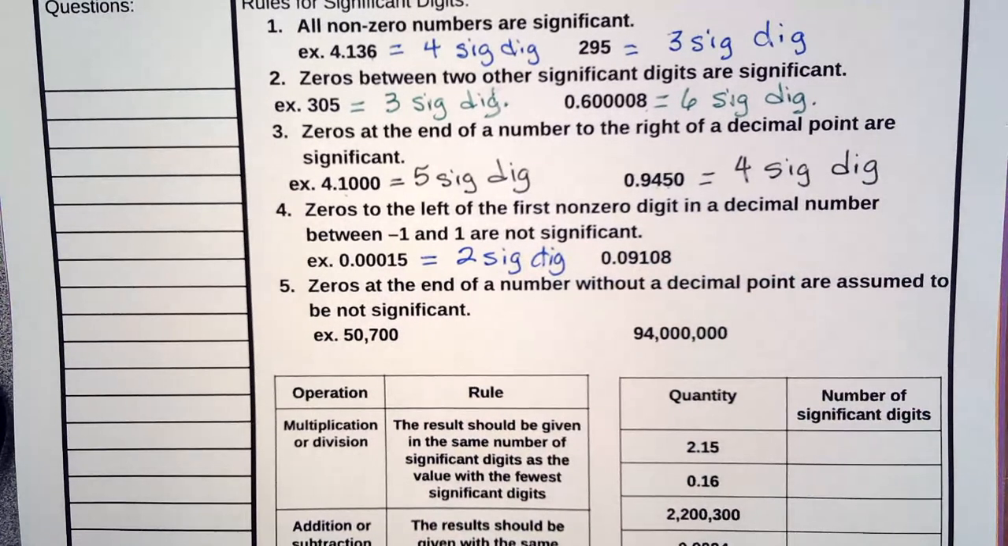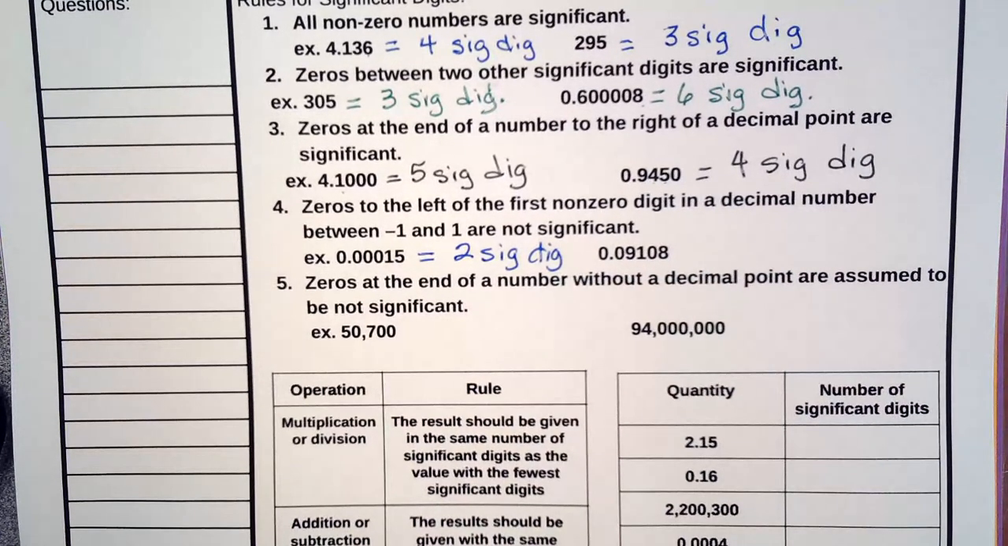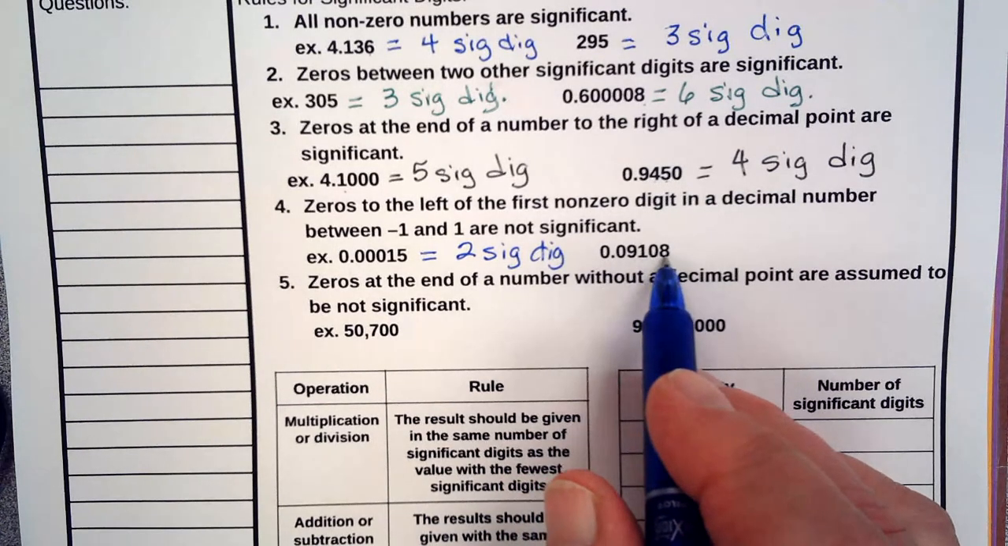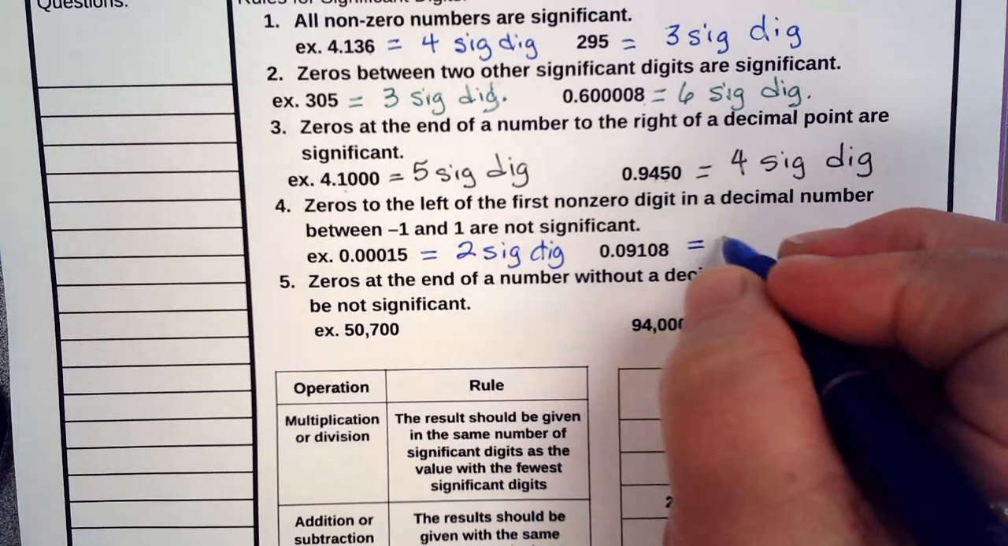Can you do the next one on your own? This 0 is to the left and in between the number and the decimal. It does not count. 1, 2, 3, 4. So this is 4 significant digits.